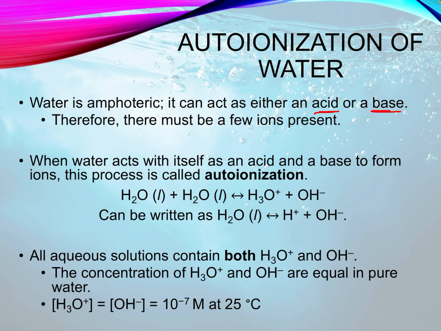Since it can react as both an acid and a base, it makes sense that it can actually go and react with itself. One molecule of water can act as an acid, and another molecule of water can act as a base. So this whole process is called autoionization, where it will make ions by reacting with itself, right? So like if we had two molecules of water, one acted as an acid, one acted as a base, so one will produce a hydronium ion and the other will produce a hydroxide ion.